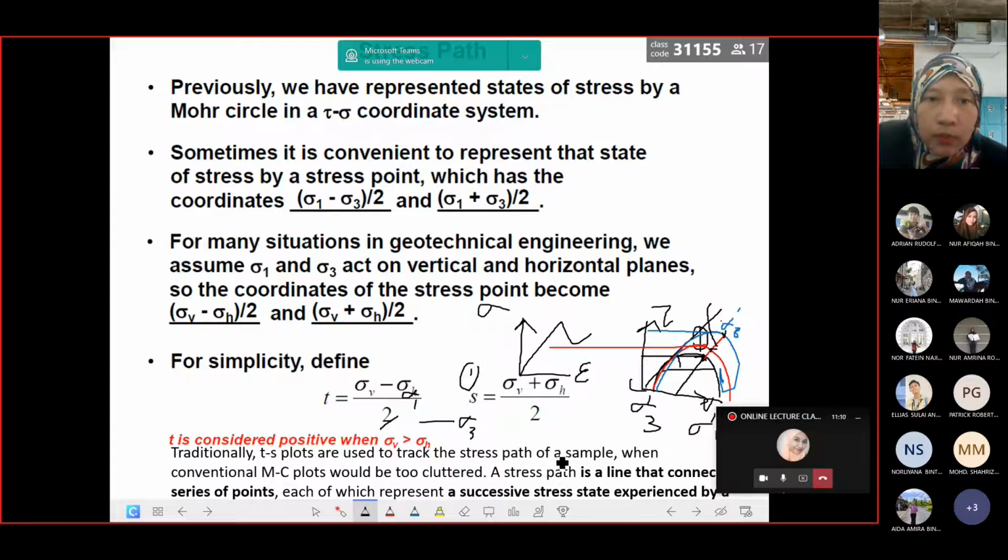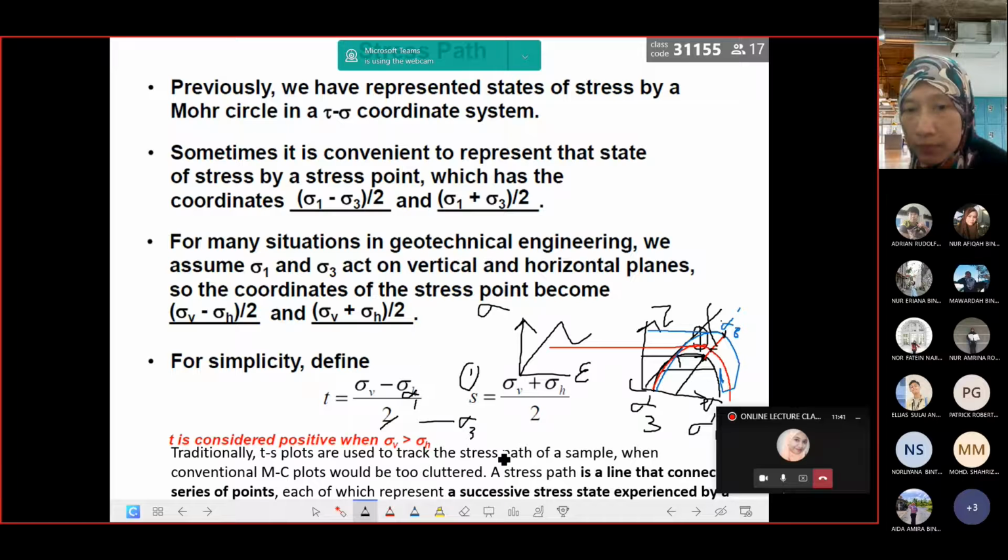Okay, what is T and what is S? So for simplicity, the T can be presented as the average of the deviatoric stress, that is sigma V minus sigma H. Sigma V is also known as the axial stress, which is sigma 1, while sigma H, the horizontal stress, is known as the confining stress sigma 3. That is T, because now we want to move our Mohr circle into a different space, which is T and also S.